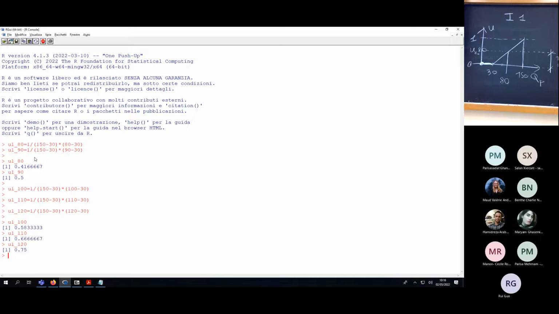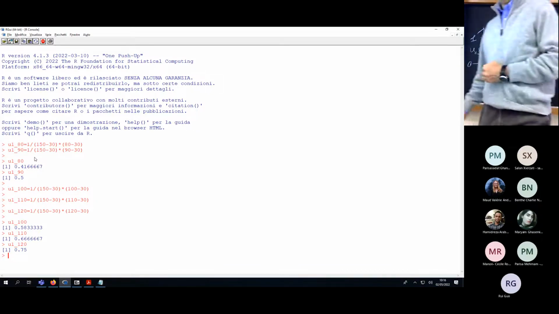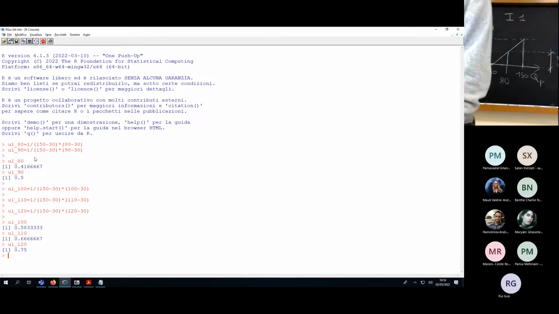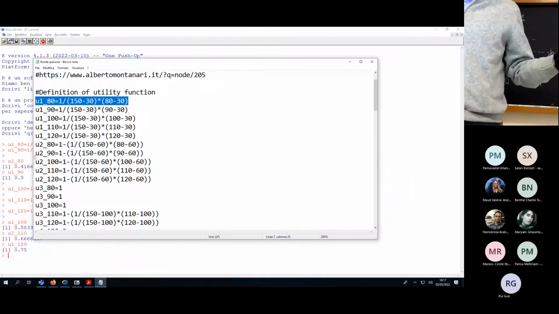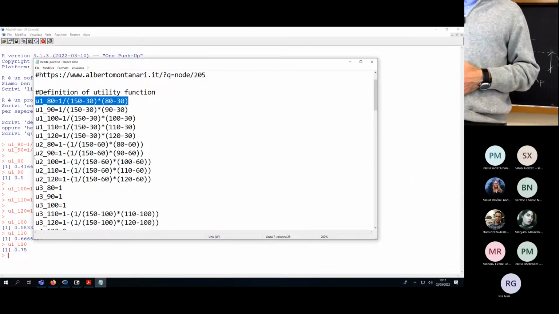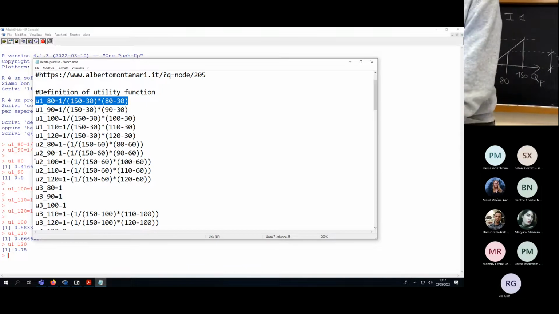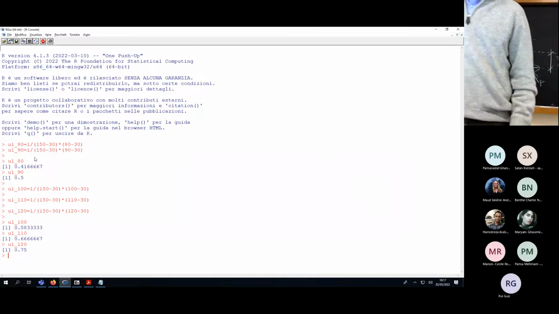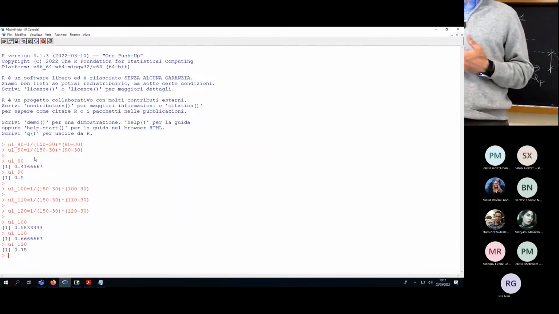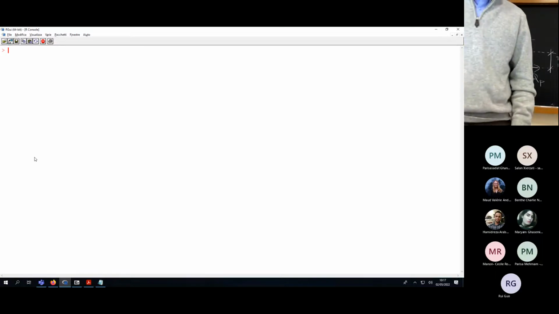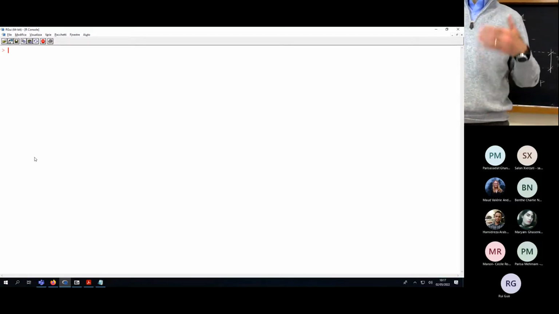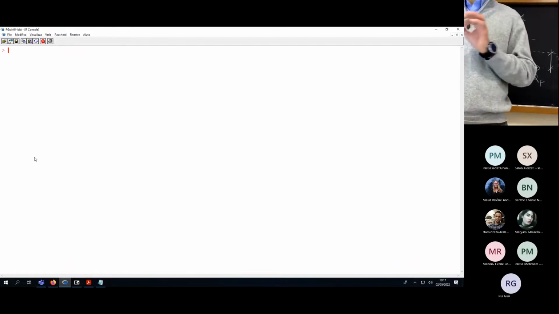Write your code, and then you may check if everything is fine by looking at my proposed code. So now I go to it, and you see that it seems that everything is correct. Okay, the first utility function has been entered into R. Now we have to enter the other utility functions. Let me clear the console. We should repeat the same computation. It's just linear interpolation.